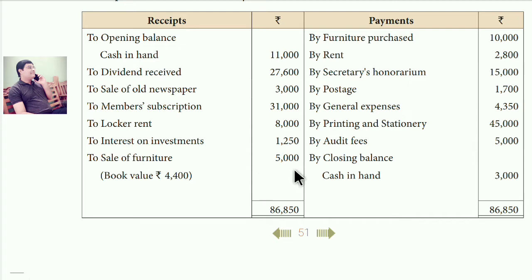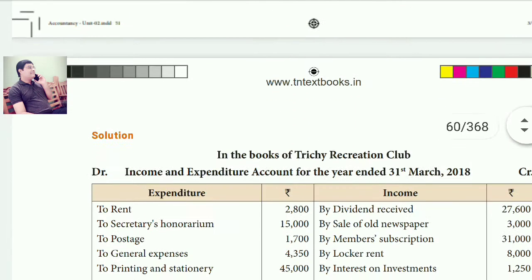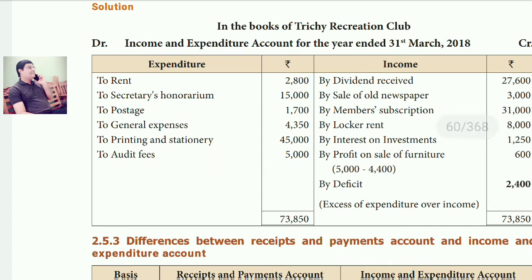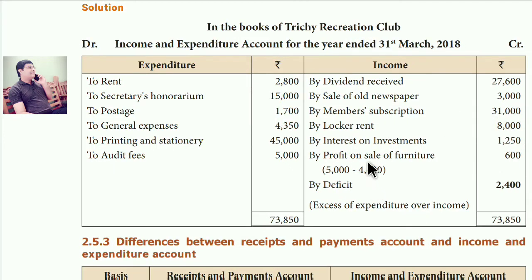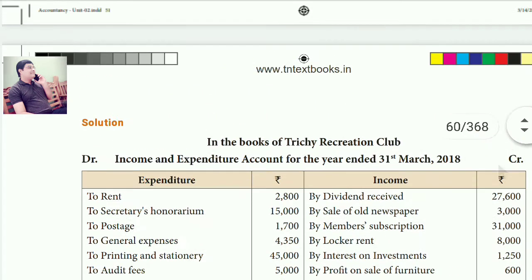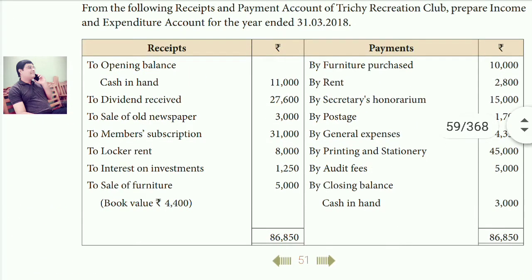So you have to write only 600 rupees in income. See here in the income side you have to write only 600. See, profit on sale of furniture 600 rupees. Now we come to the payment side. Furniture purchased, will furniture purchase come in the expenditure? No, you should not write it because it is furniture. Furniture is an asset or balance sheet item, we should not write it in the income and expenditure account.